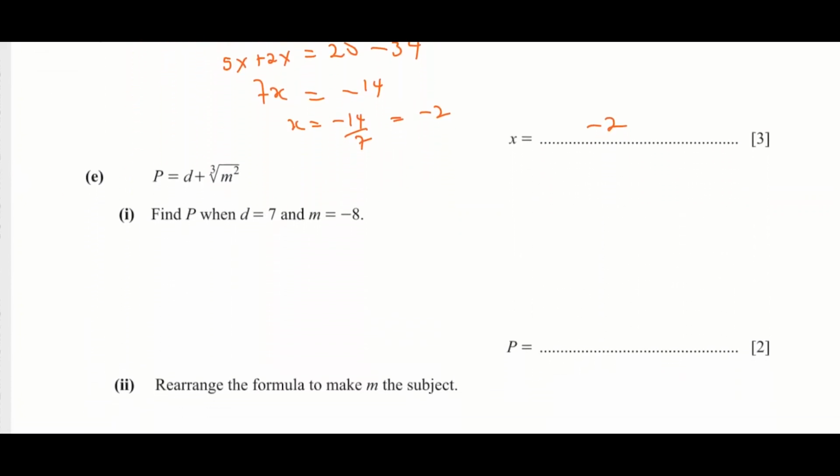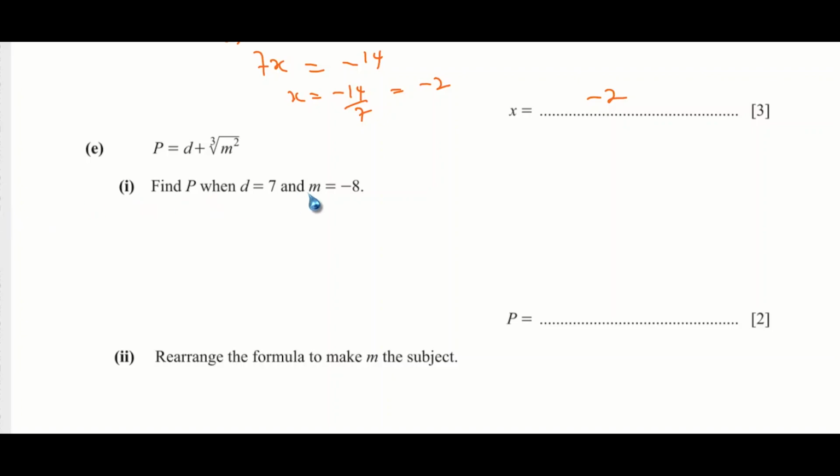So the next question here, find p when d is equal to 7 and m equals negative 8. So p straight away will be equal to 7 plus cube root of negative 8 all squared. Okay, so p will be equal to 7 plus cube root of 64. Okay, so this will be p equals 7 plus square root of 64 will be 4. So p is equal to 11. So I have 11 here.